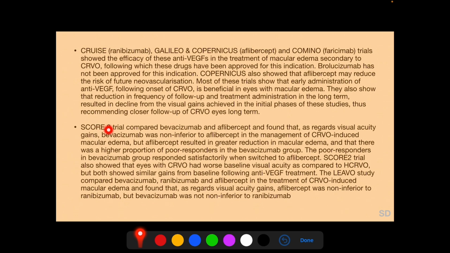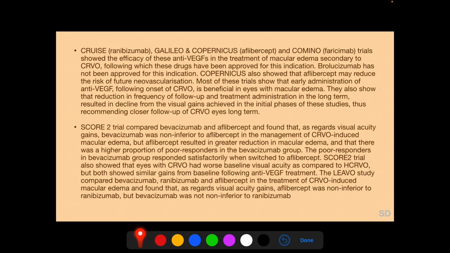The SCORE 2 trial compared bevacizumab and aflibercept and found that as regards visual acuity gains, bevacizumab was non-inferior to aflibercept in the management of CRVO-induced macular edema, but aflibercept resulted in greater reduction in macular edema, and there was a higher proportion of poor responders in the bevacizumab group. The poor responders in the bevacizumab group, however, responded satisfactorily when switched to aflibercept.